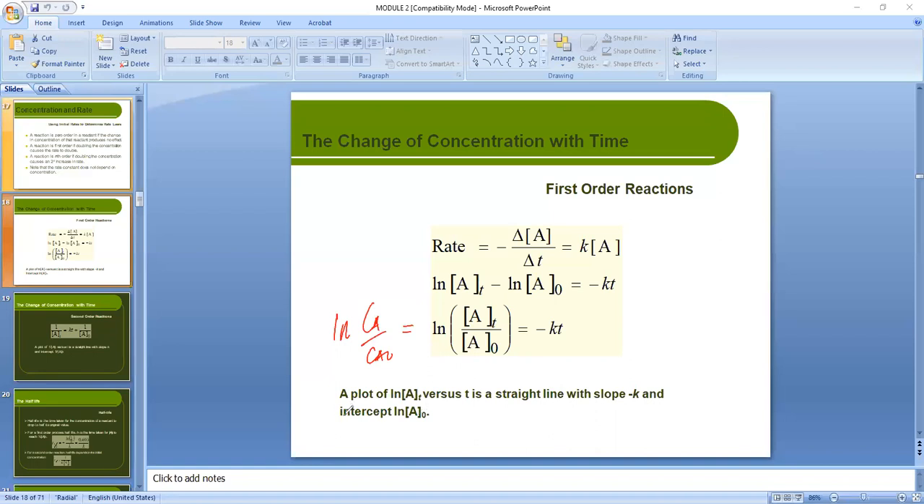So for a first order reaction, the plot of the ln of the concentration of A at time t versus t is a straight line. The slope of that line is the negative of the rate constant, and the intercept is the ln of the initial concentration, that's A sub O. Again, the plot of ln of A versus t will have a slope of negative K and an intercept of ln of the initial concentration of A.